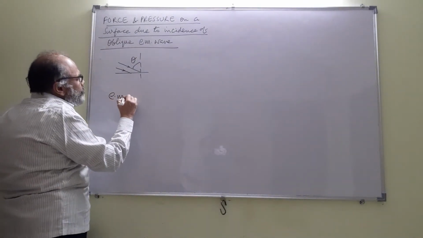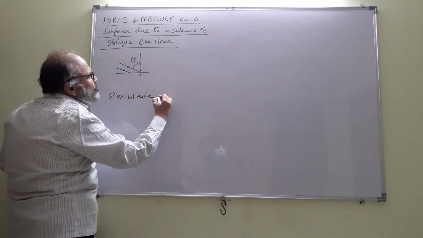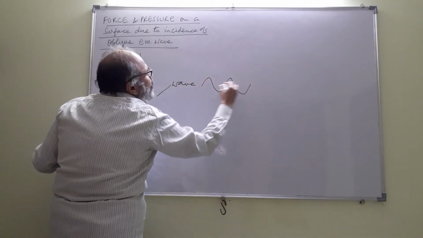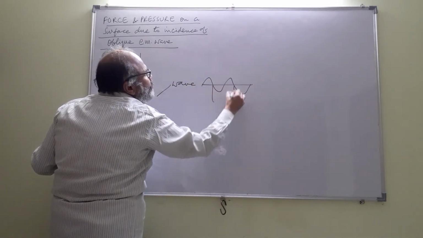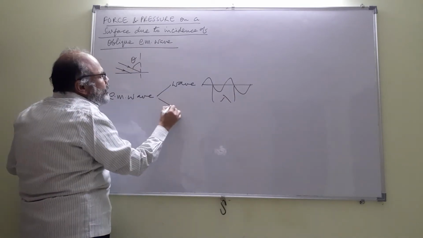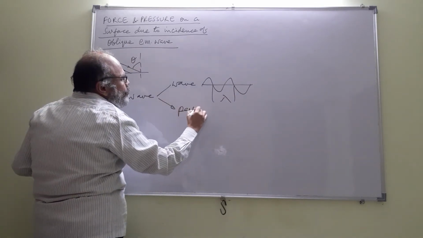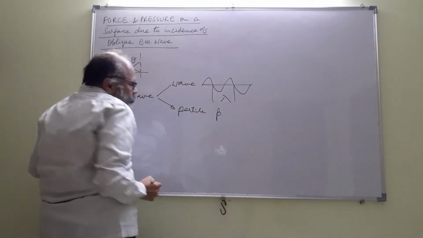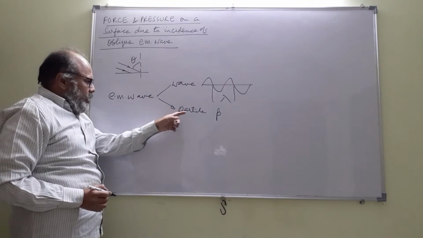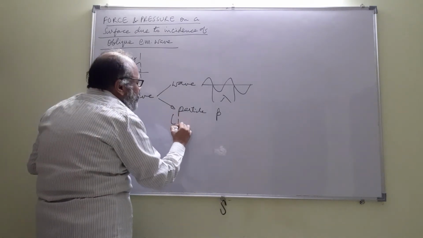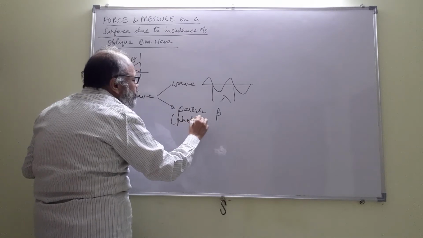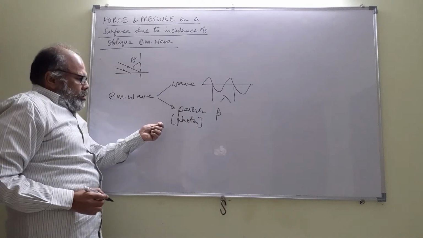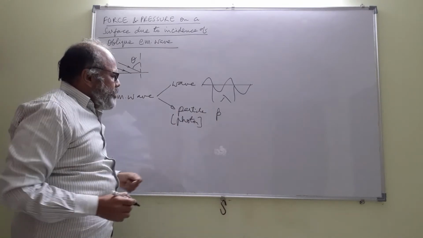First of all, electromagnetic waves have dual nature. So they exhibit wave nature, which has a certain wavelength lambda, and a particle nature. Any particle of an electromagnetic wave is called a photon. The particle will have a momentum p.